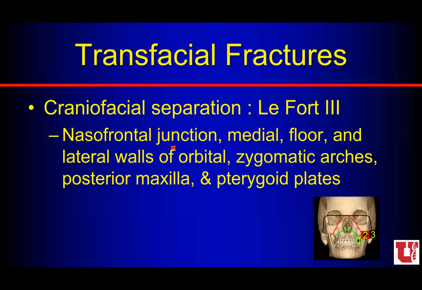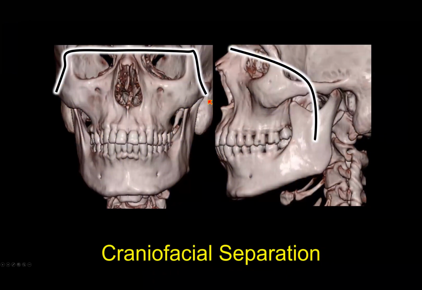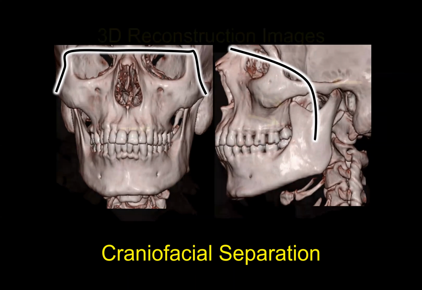So the third is the Lefort type 3, that's the craniofacial separation. So here we include the nasofrontal junction, the medial floor and lateral walls of the orbit, as well as the zygomatic arches. And again, all of those Lefort fractures involve the pterygoid plates. So here in the anterior and the lateral view, we see in this line where we think about the craniofacial separation, or the Lefort type 3, that goes through the orbits at that location.